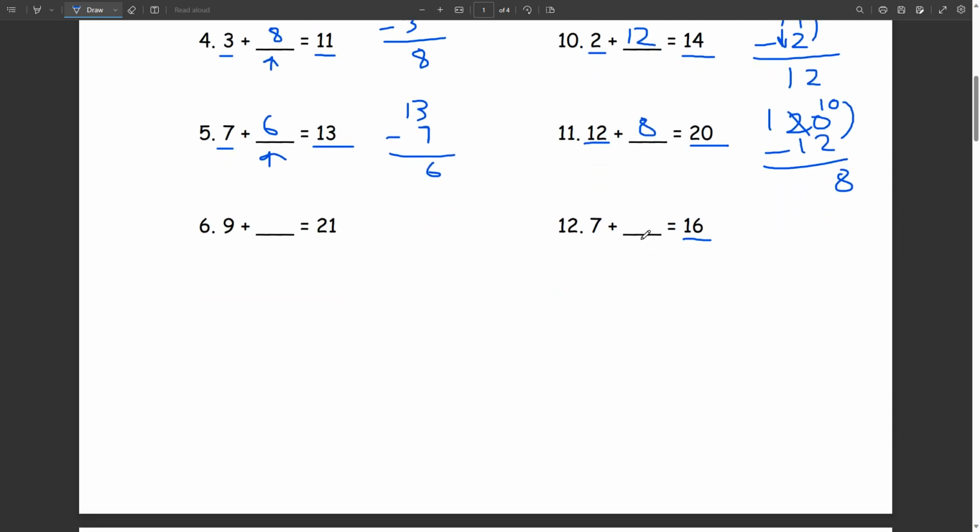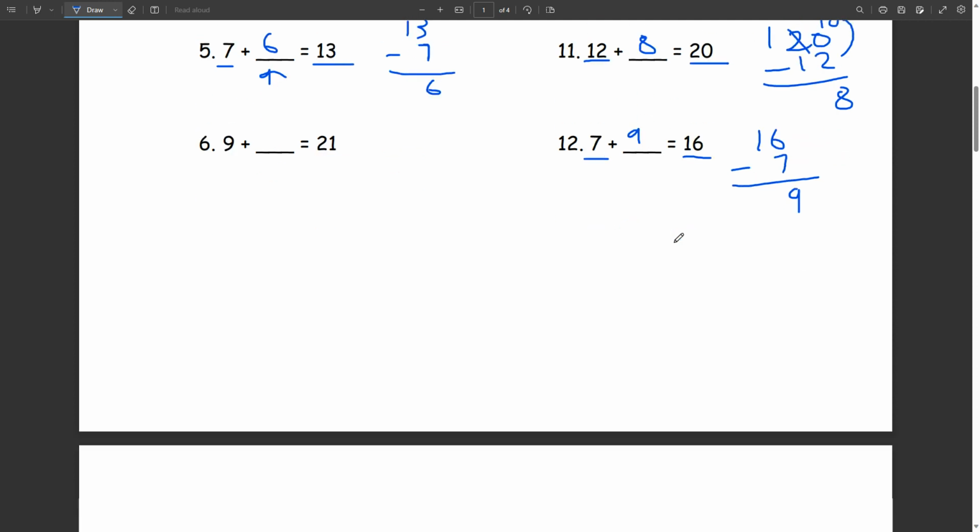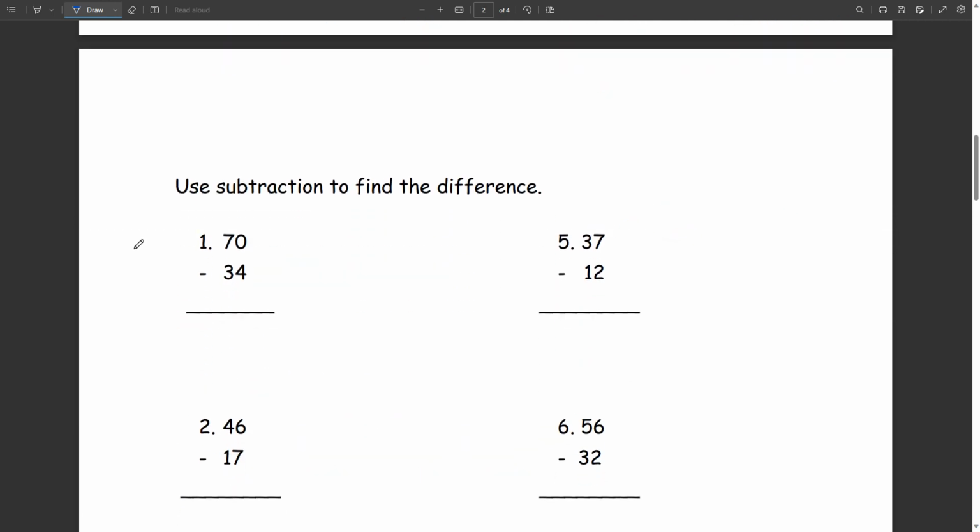Okay, number 12, 16 and 7, so 16 minus 7, right? So just like before, even if we take away the 1 and add it to the 6, it's just going to become 16 minus 7. So we just need to subtract as it is, which just becomes our number 9. So 7 plus 9 equals 16.